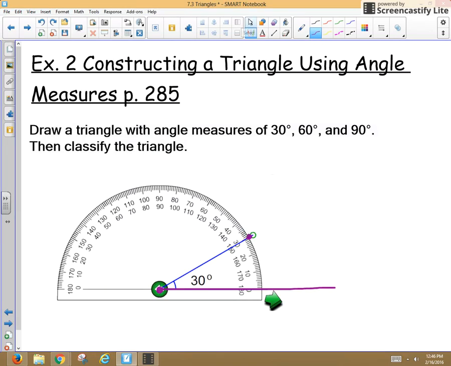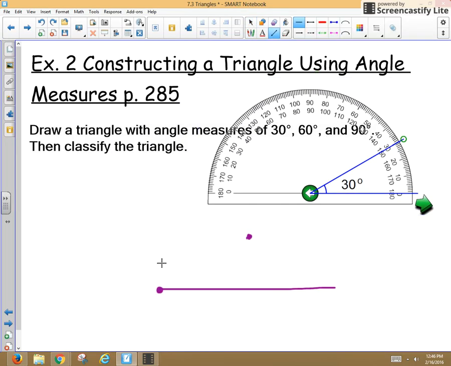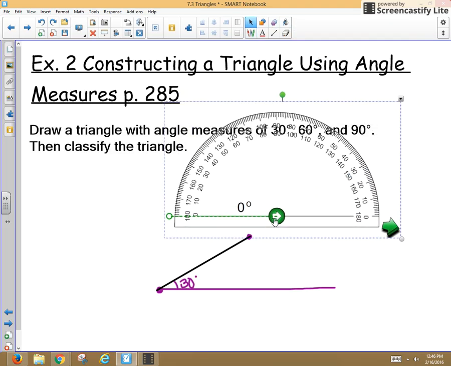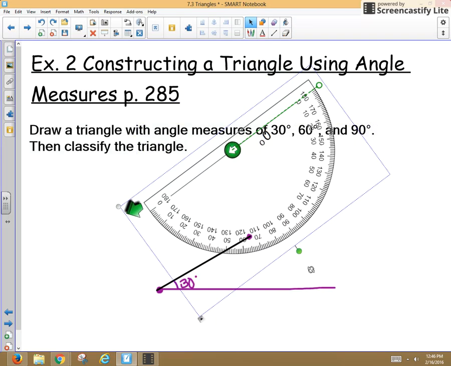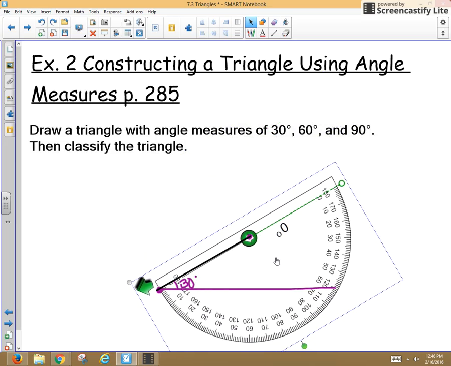With a straight line or a straight edge on the protractor, you can connect the first 2 points together, and I always like to label it 30 degrees. Now I'm going to pick up my protractor, flip it around, and now I'm going to measure a 60-degree angle.